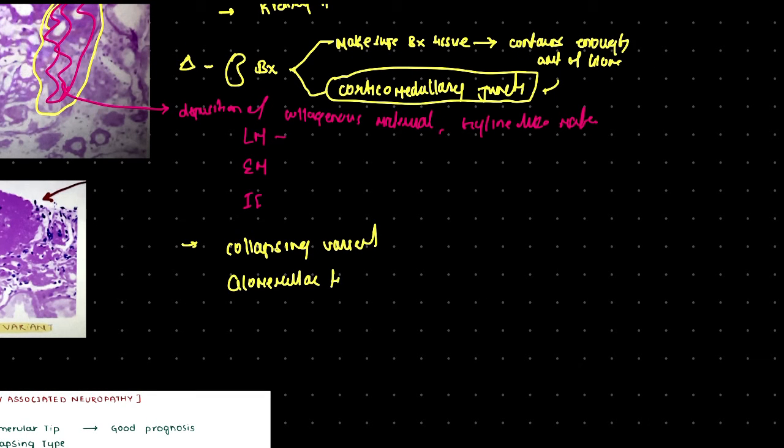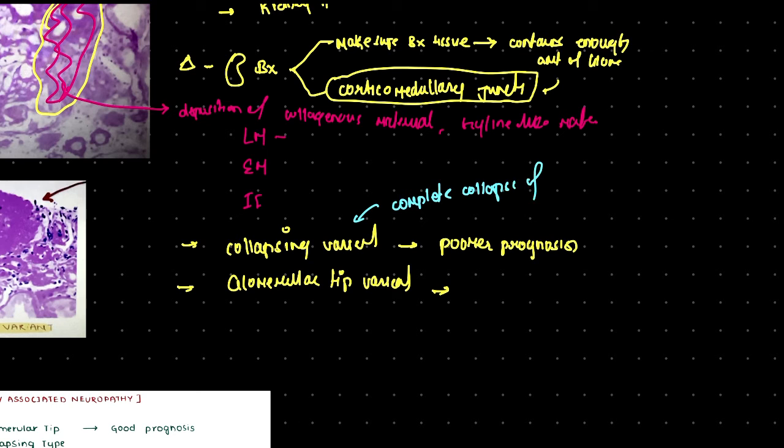Okay, there are two variants. One is our collapsing variant and another is the glomerular tip variant. Now what is this collapsing variant? This collapsing variant is the one which has poorer prognosis. Why does it have poorer prognosis? Because there will be complete collapse of the glomerular tuft. Okay, that's why it has poor prognosis.